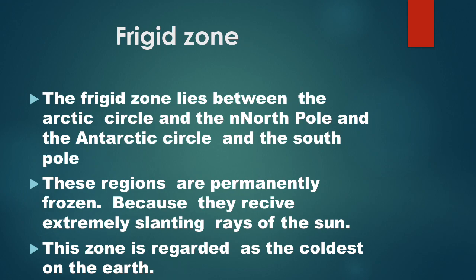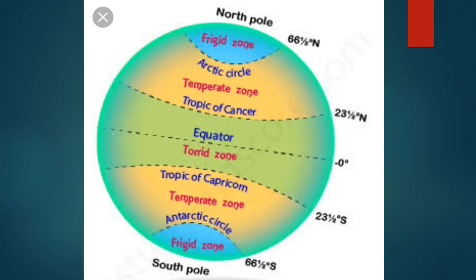Now, the freeze zones. The freeze zone lies between the Arctic Circle and the North Pole, and the Antarctic Circle and the South Pole. These regions are permanently frozen because they receive extremely slanting rays of the sun. This zone is regarded as the coldest place on the earth. In this picture, you can easily identify all the zones, that is the freeze zone, torrid zone and the temperate zone.